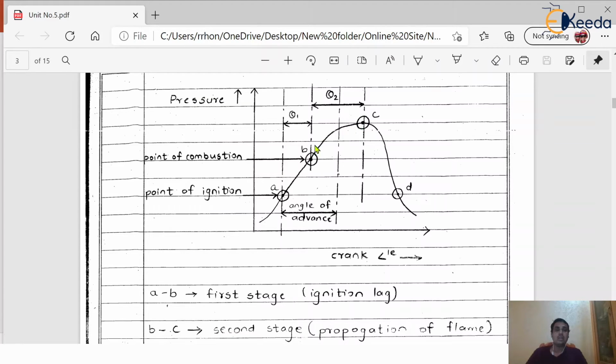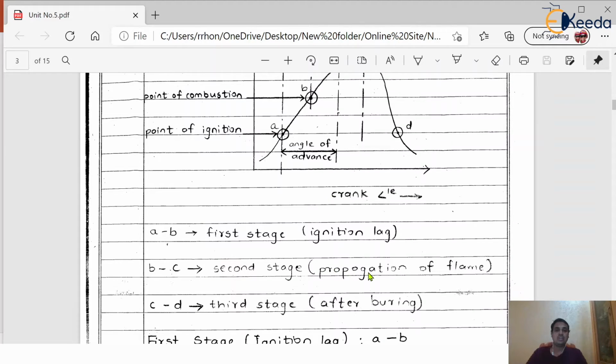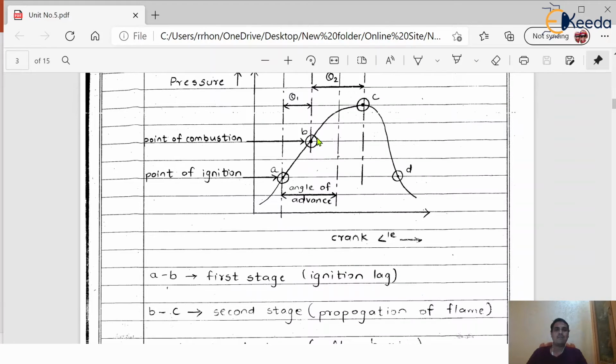during the process B to C, and during this time the crank will rotate theta 2 degrees. As the flame propagates from B to C point, this second stage is called the propagation of flame. Propagate means that the flame will move in the forward direction, and that is called propagation of flame. This is the second stage of combustion.